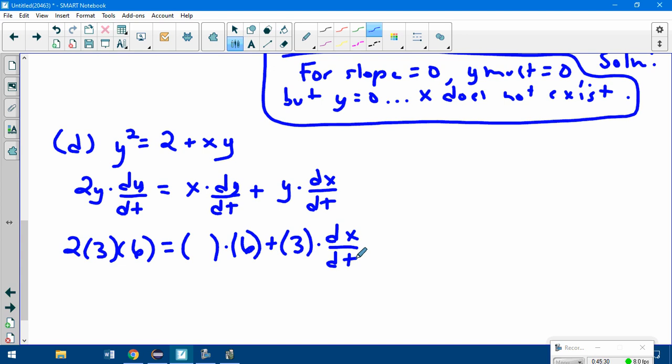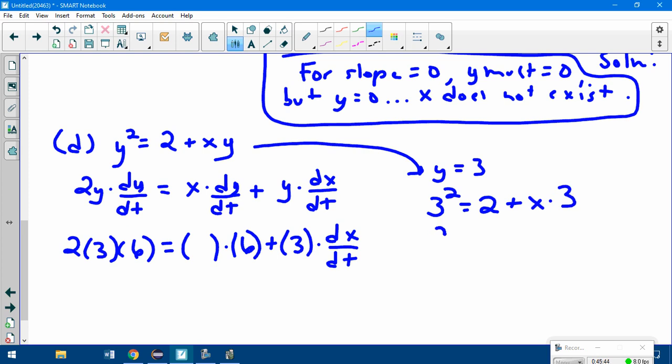So how I find x is using this original equation again. We know that y is 3. So 3 squared equals 2 plus x times 3. 9 equals 2 plus 3x. Subtract. 7 equals 3x. Kind of annoying, can't get a nice number. x is 7/3.